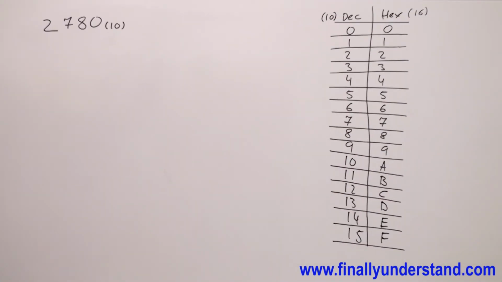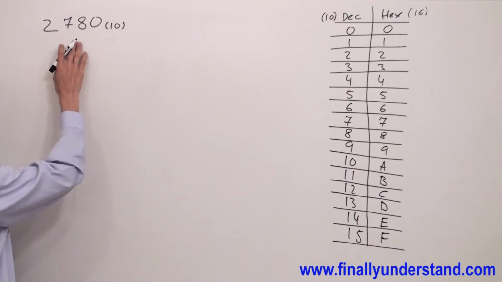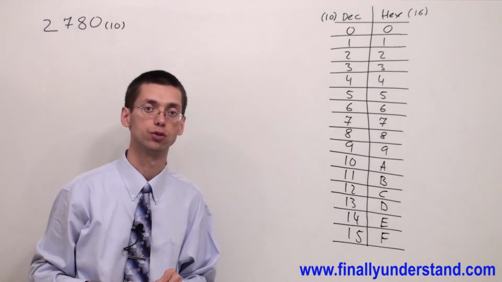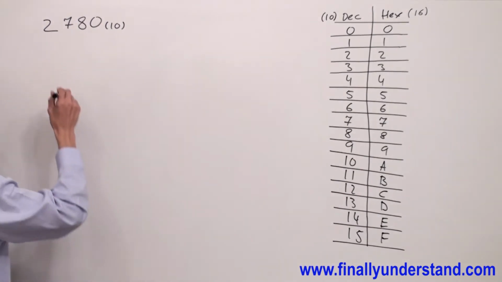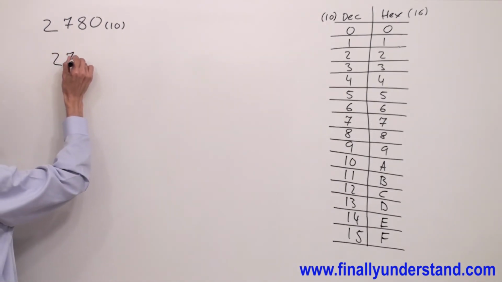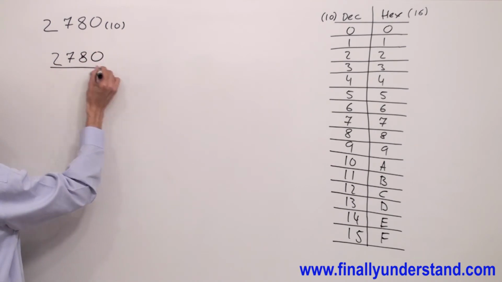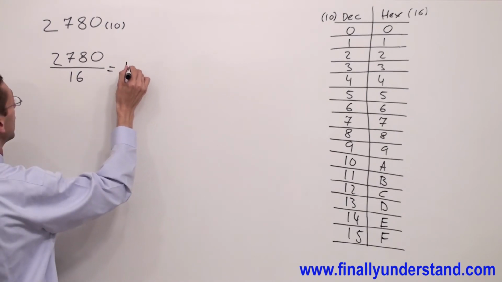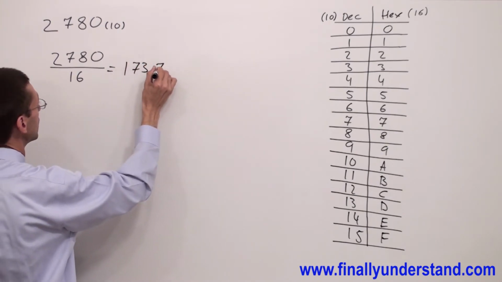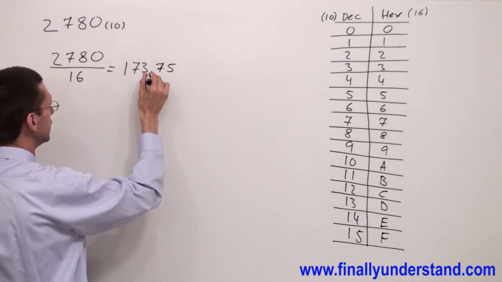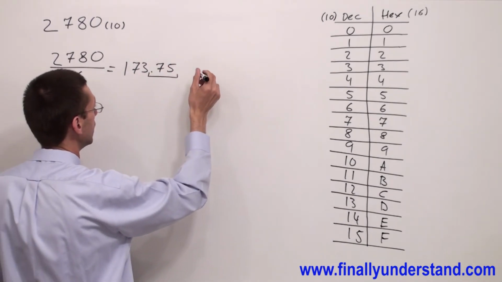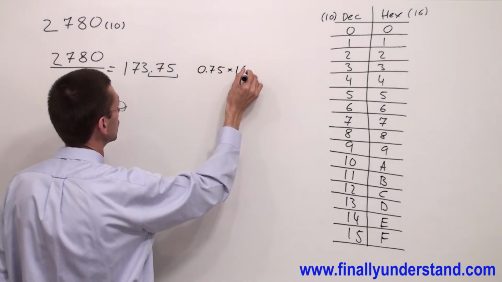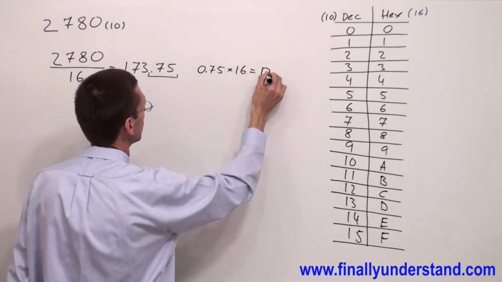Let's take a look at this example. Again, we're supposed to divide this number by 16 because we are converting a decimal number to hexadecimal. We have 2,780. We're supposed to divide this by 16. This is equal to 173.75. Next, you're supposed to take the decimal part of this number and multiply by 16. So I have 0.75 times 16 is equal to 12.